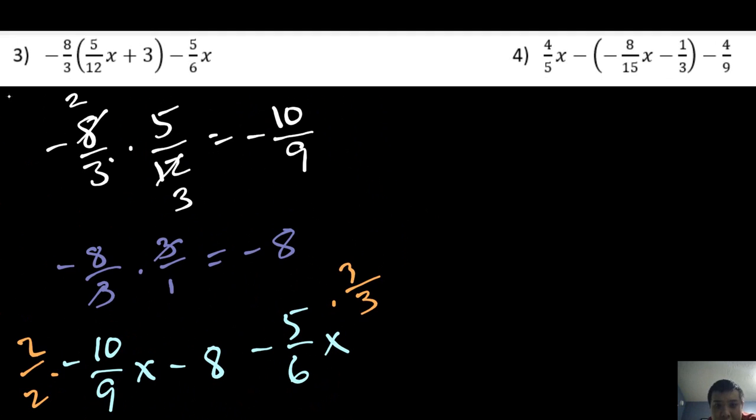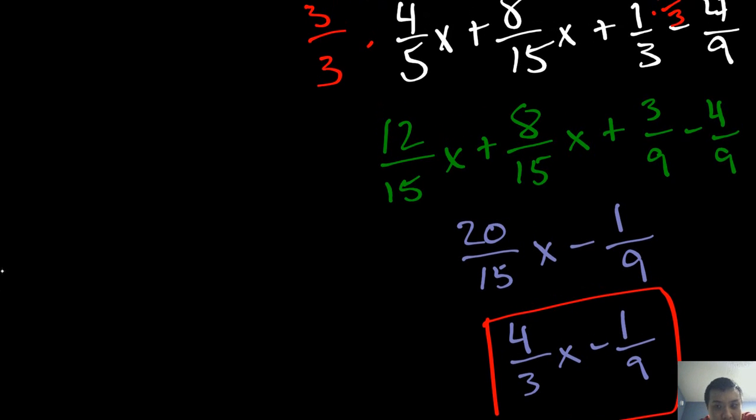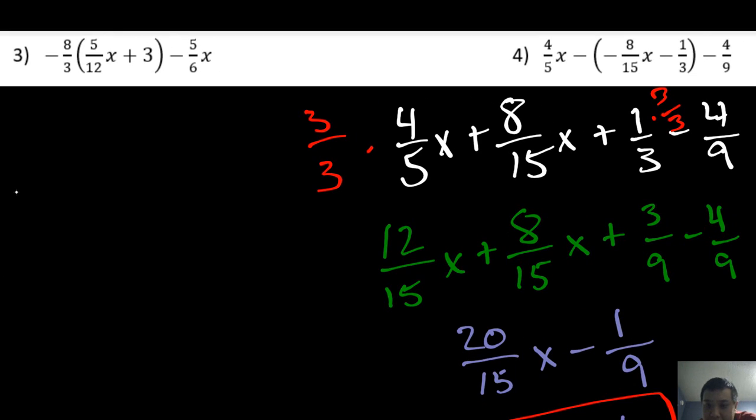Go ahead and try number 4 out on your own. Hopefully this one ended up being a little bit easy for you guys because we didn't really have to distribute any numbers except for negative 1. Your final answer should have been 4/3 x minus 1/9. The reason for that being is because once you distribute this negative right here and here to both of these, they both become positive. And then we gotta get common denominators between our like terms.